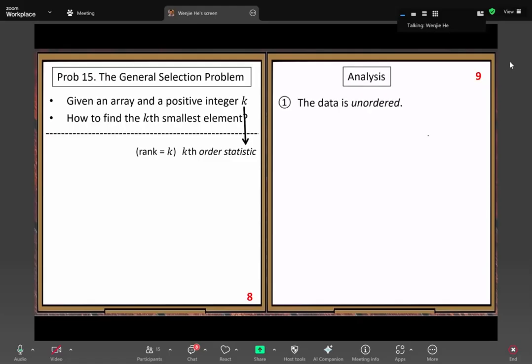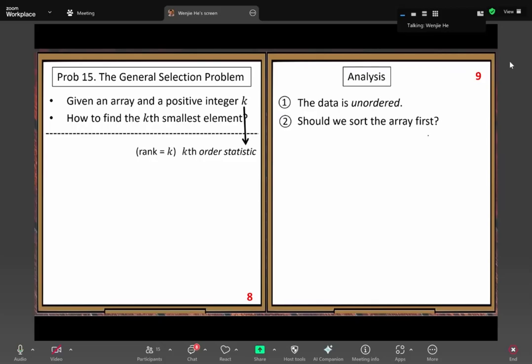Analysis. The data is unordered. Otherwise, if the data is ordered, then it's trivial, right? You don't need any comparison. You just go to the kth location, so you can find it. So we assume the data is unordered. But another question: some people may feel that to solve this problem, we can sort the array first. After we sort it, then you can find the kth smallest element easily, right?